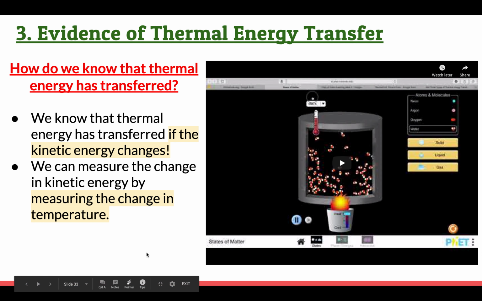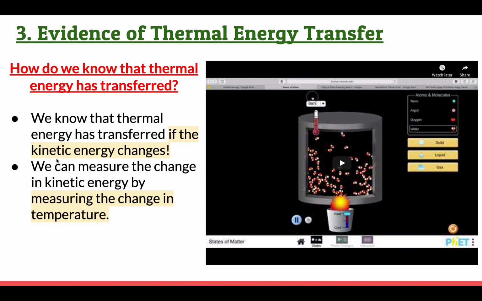All right, so one more time. I know it might be a little confusing, so let me say it again. We know that thermal energy has transferred if the kinetic energy changes. So if the particles start to move faster or slower, that's how we know that thermal energy was added or removed. And we can measure the change in kinetic energy by measuring the change in the temperature.